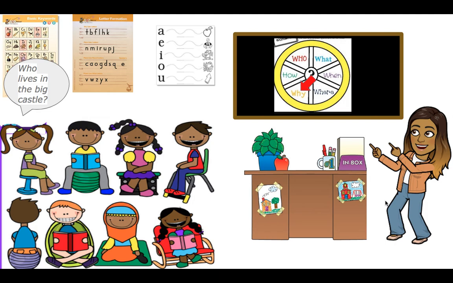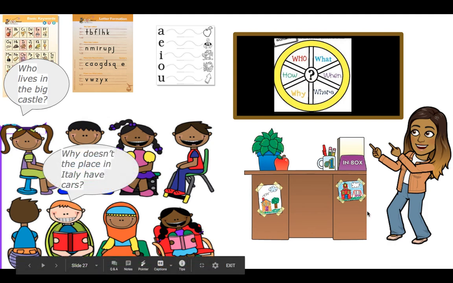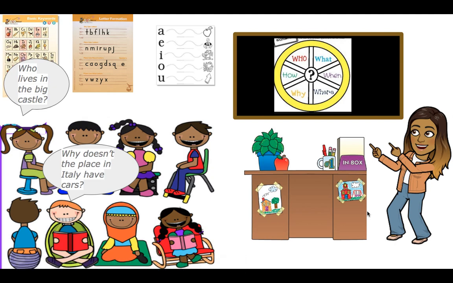So who can come up with a why question? I want at home you answering this, and then I'll ask my class here. Why doesn't the place in Italy have cars? So if you remember, friends, from what we just read, Italy was that place with a bunch of waterways, and we just saw a bunch of boats. That particular country in Italy has no space for cars.